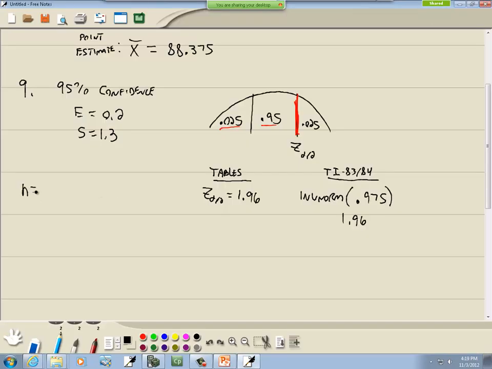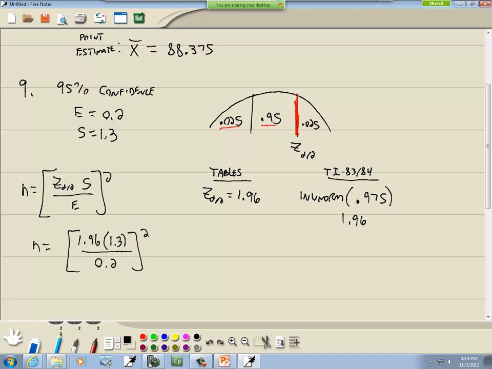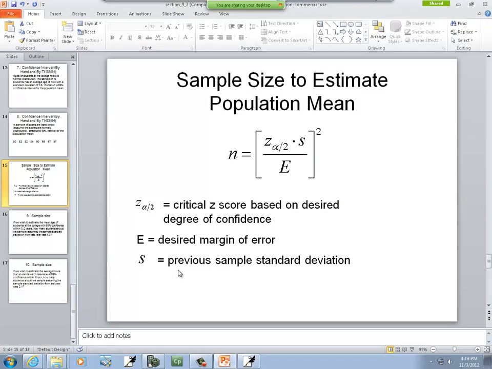So our formula says N is equal to our critical Z-score times S, divided by E, squared. The Z-score was 1.96 times S, which was 1.3, divided by E, which is 0.2, and squared. And you always round up. No matter what your decimal is, you always go up to the next whole number. That ensures you have enough in your sample.